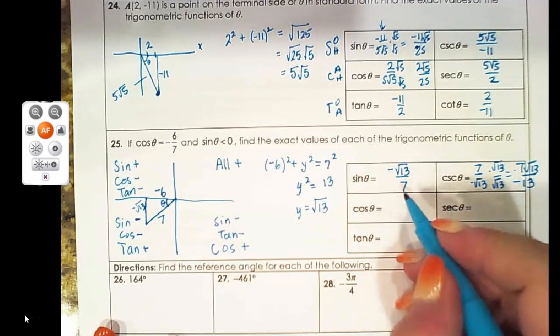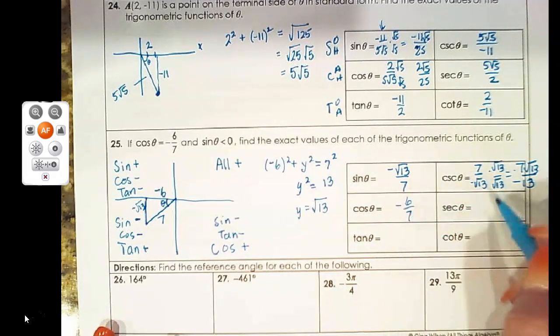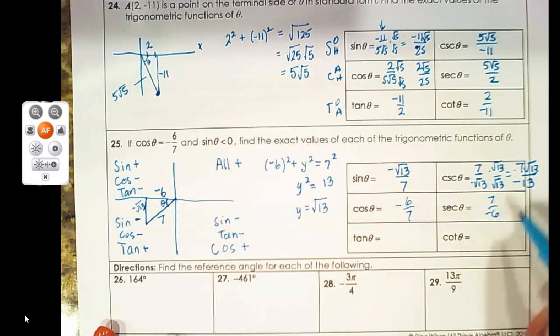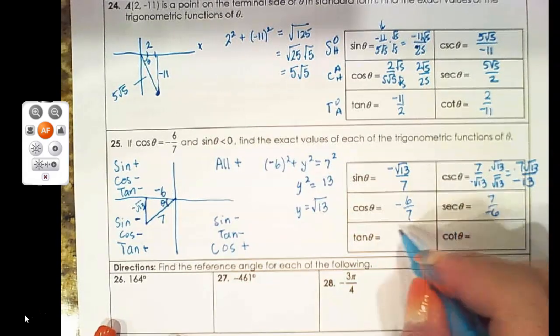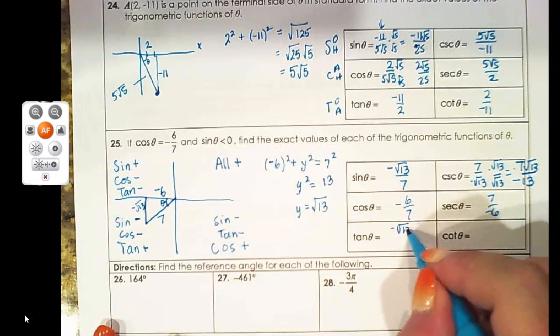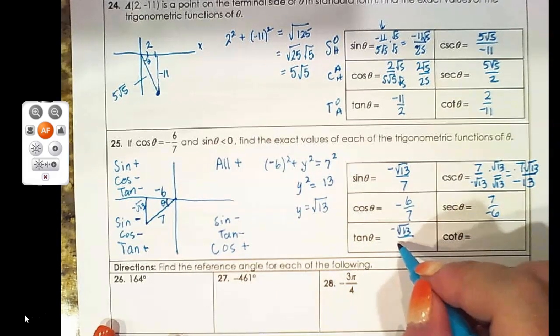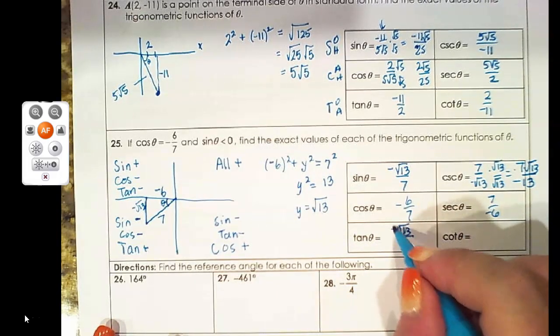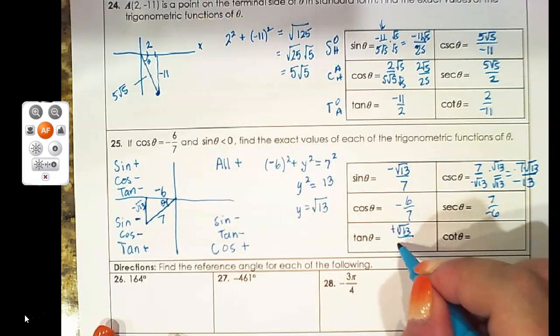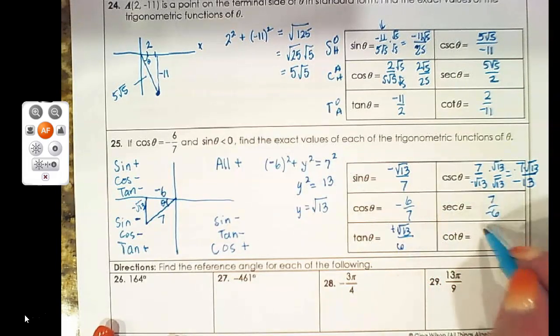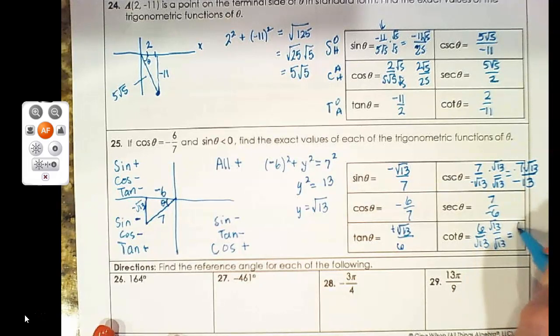Alright, the cosine was given, negative 6/7, so I can flip that. And then the tangent is going to be negative radical 13 over negative 6, which, negative over negative, makes it positive. And so then I'm going to flip that to get the cotangent and rationalize. I get 6 radical 13 over 13.